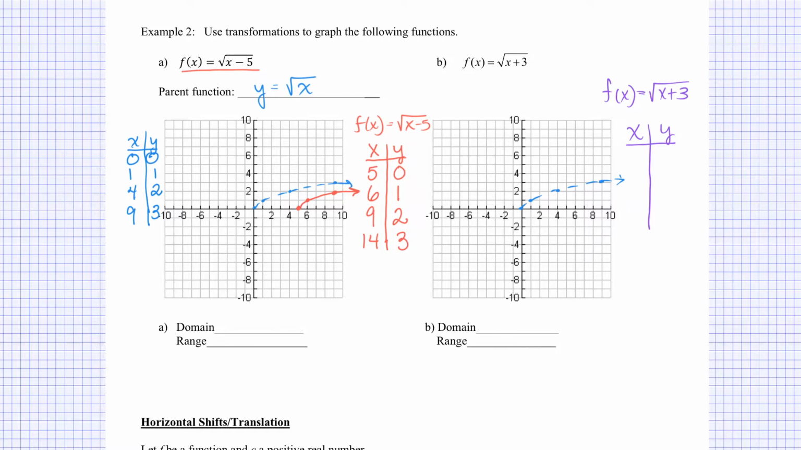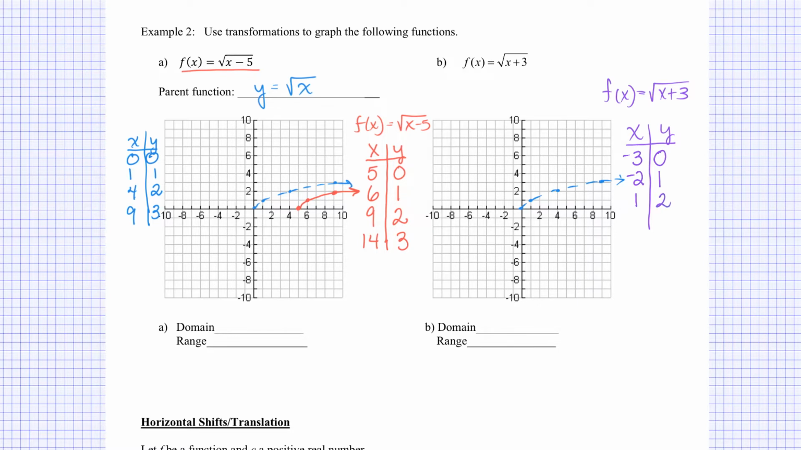So 0 minus 3 is negative 3. Negative 3 plus 3 is 0. Square root is 0. Next number I would like to take the square root of is 1. 1 minus 3 is negative 2. So negative 2 plus 3 is going to give me 1, the square root of which is 1. The next number I would like under that radical is 4. 4 minus 3 is 1. And so then that's the square root of 4, which is 2.